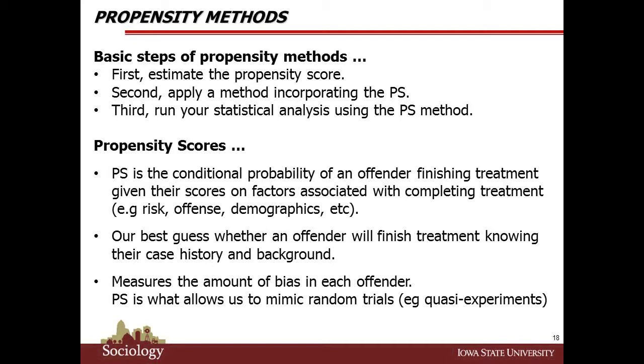So what's a propensity score? A propensity score is a probability. Since it's a statistical technique, it deals in probabilities. It's the conditional probability that an offender actually completed a treatment, that we can predict. So given their initial risk factors, given their demographics, given everything else we know about them, what's their probability that they actually finished a treatment? And then we compare that probability to whether they actually did or did not complete a treatment. It's our statistical best guess, rather than simply guessing the mean, of whether an offender will actually complete a treatment knowing that background.